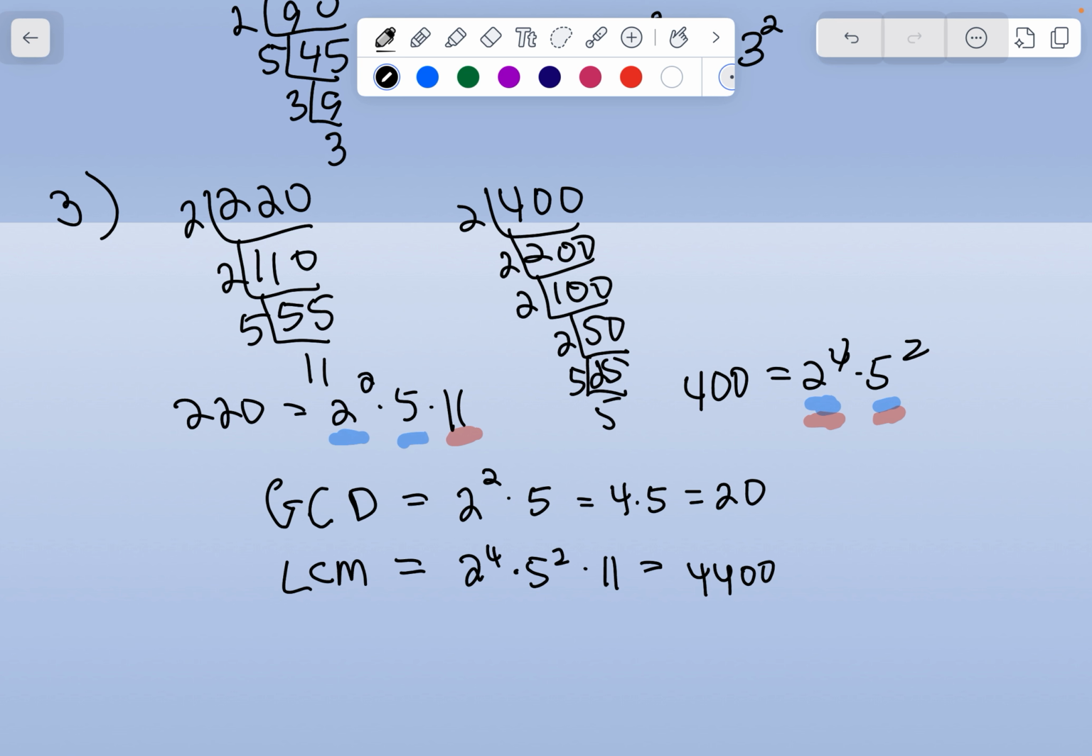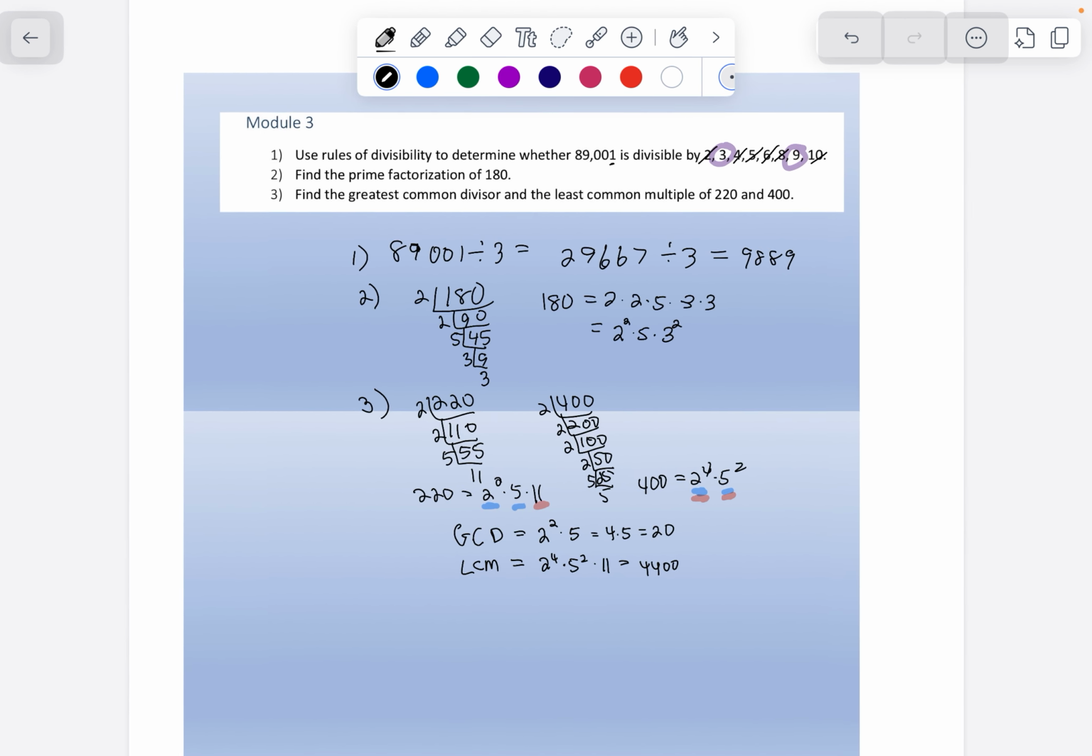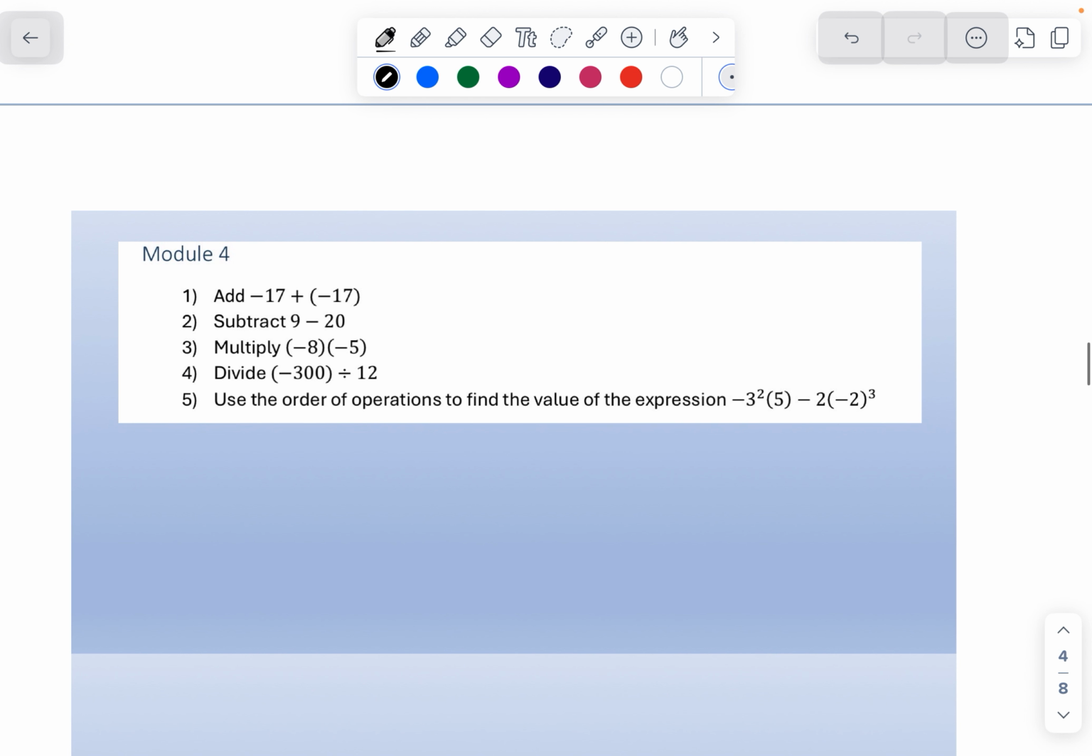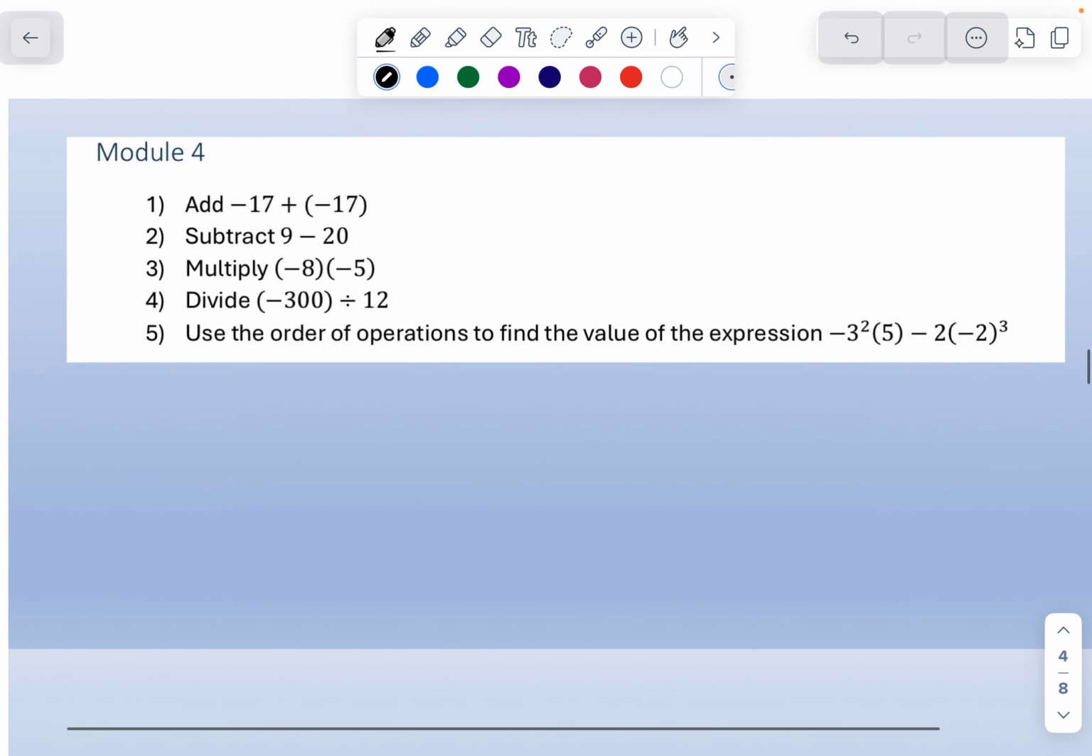Okay, so that is mod 3. Some things about divisibility, breaking up what's inside of a number. Now let's look at mod 4. Mod 4 information is about signed numbers and order of operations.